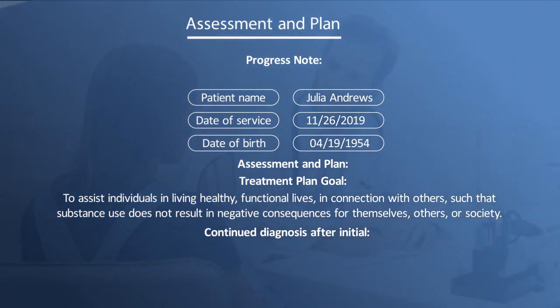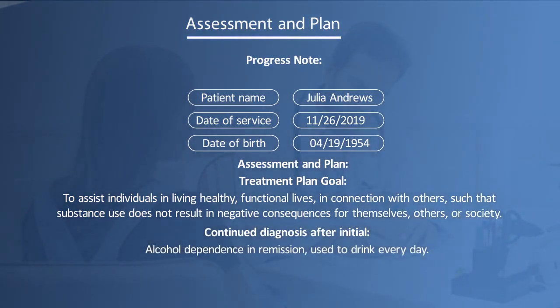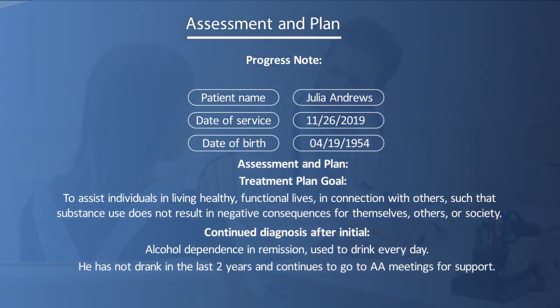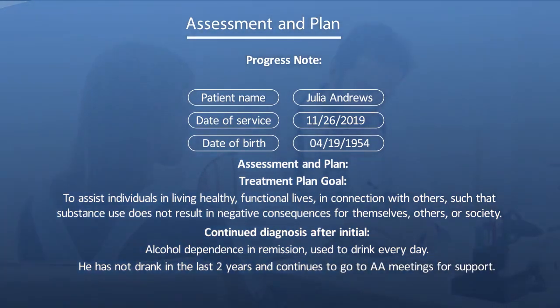Continued diagnosis after initial. Alcohol dependence in remission, used to drink every day. He has not drank in the last 2 years and continues to go to AA meetings for support.